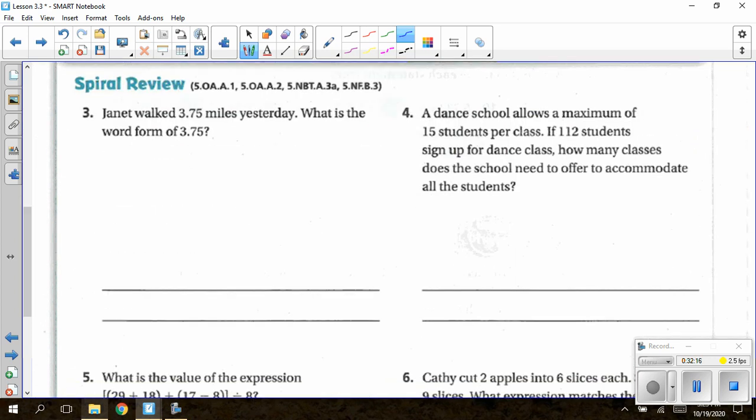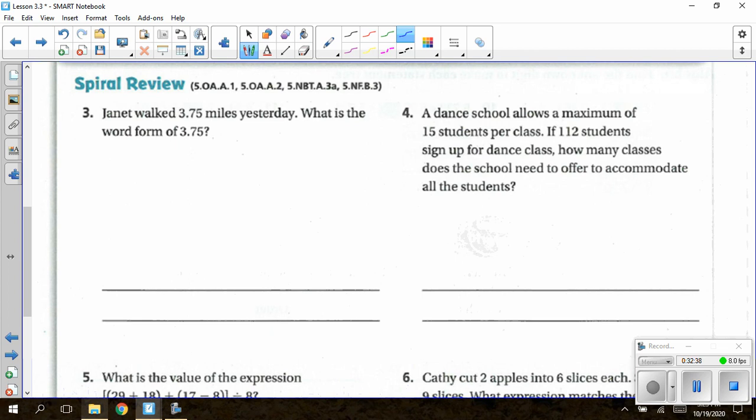For the spiral review, for question number 3, it says Janet walked 3 7/75 miles yesterday. What is the word form of 3 7/75 miles? Remember, you just write it how you say it. That's from lesson 3.2.